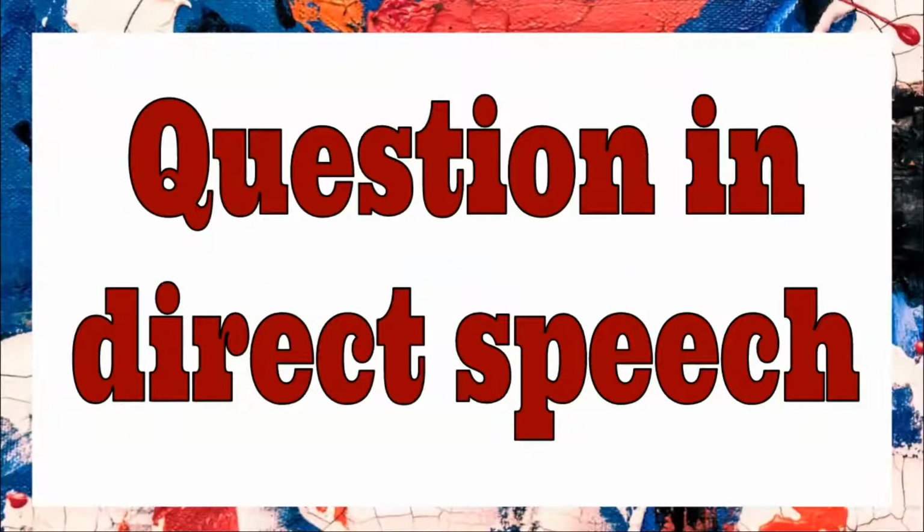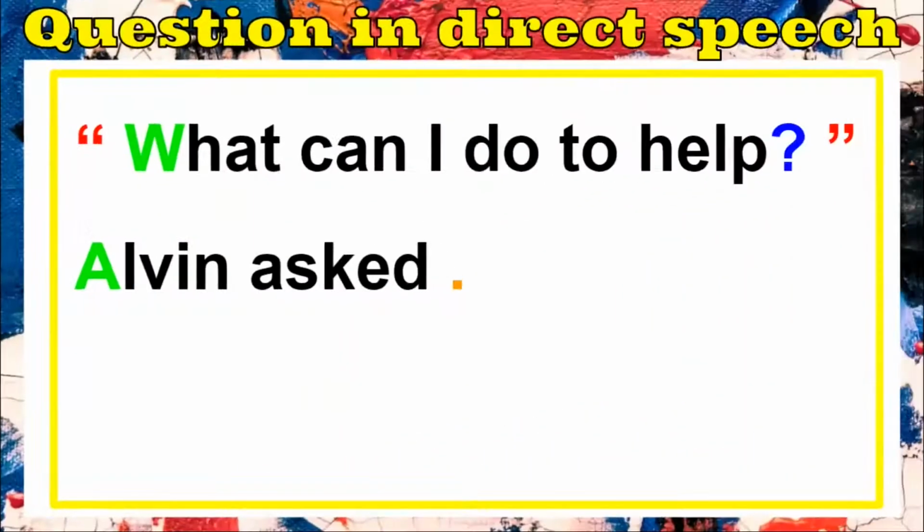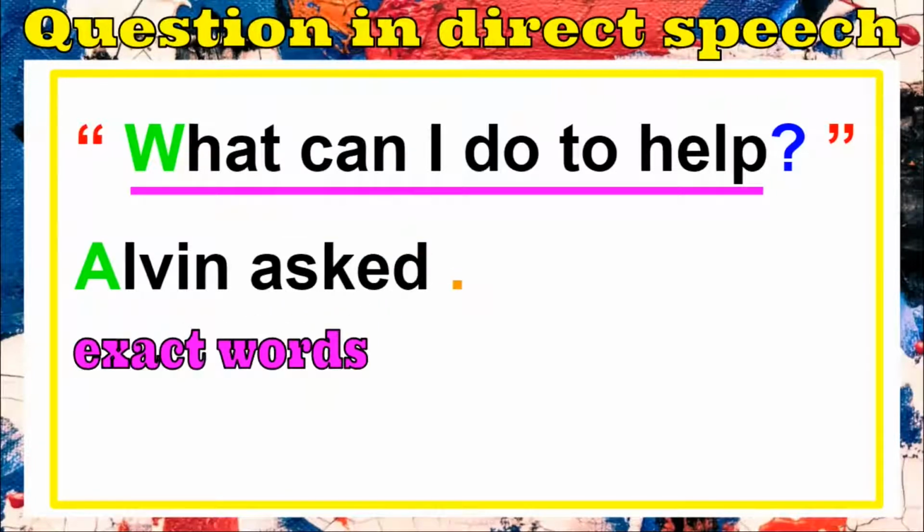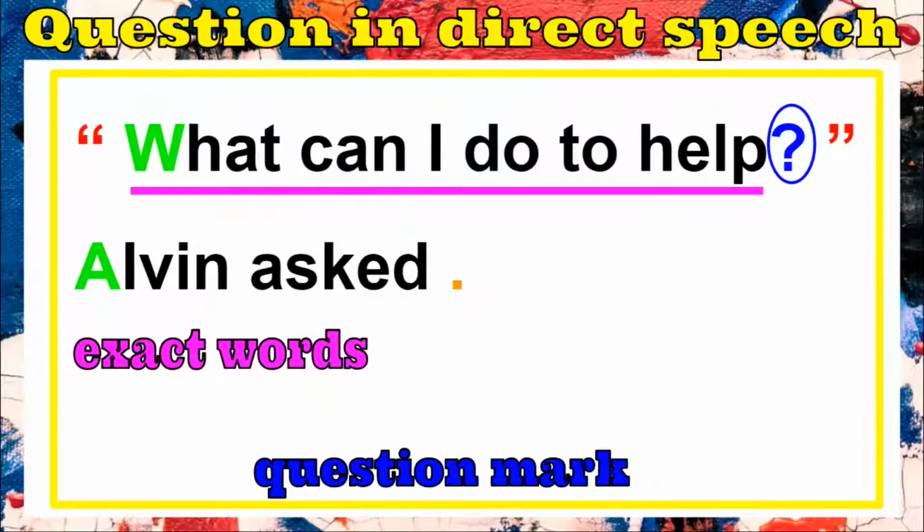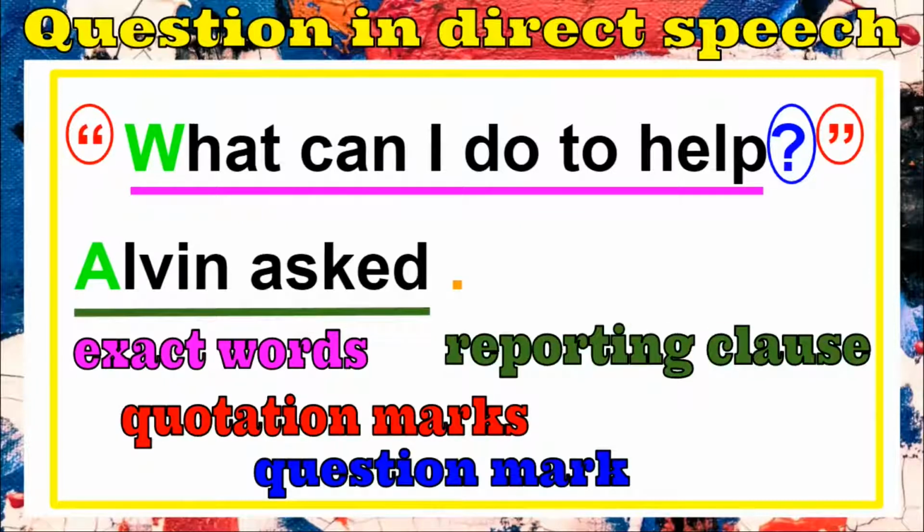Let's move on to the next set of examples. Question in direct speech. "What can I do to help?" Alvin asked. The exact words of the speaker are, "What can I do to help?" It begins with a capital letter and it ends with a question mark. It is a question. The exact words are enclosed in quotation marks. The reporting clause is Alvin asked. It begins with a capital letter because Alvin is a proper noun. It ends with a full stop. The reporting clause is written at the end of our direct speech.